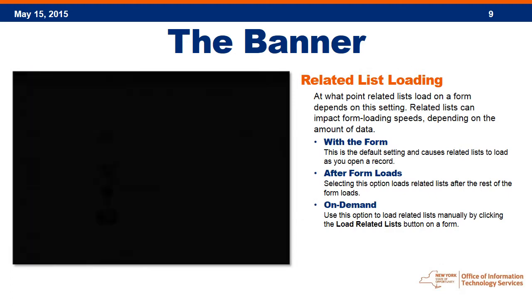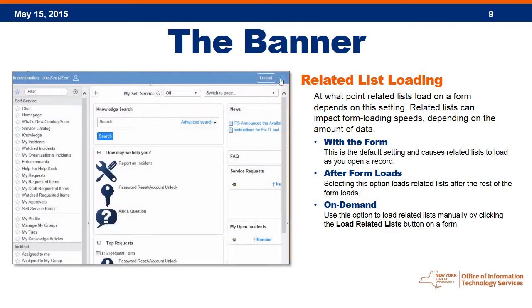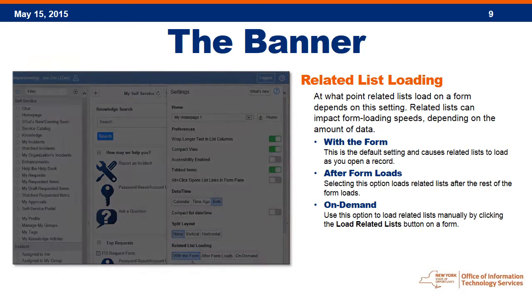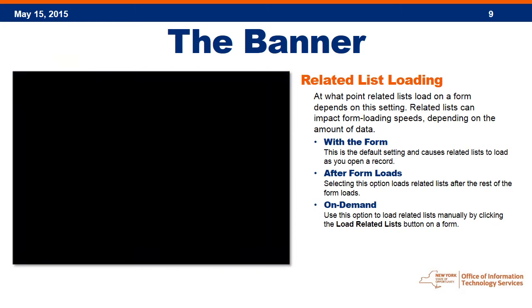We will now talk about the related list loading features that can be selected. If you choose with the form, all related lists will load as you open the record. If you select after the form loads, all related lists will load after the form loads. If you select on demand, you are choosing to manually load the related list from the record. We will go over this in more detail later on.